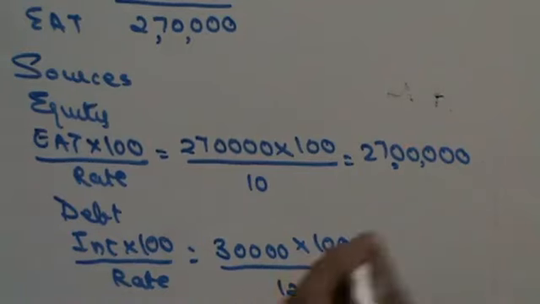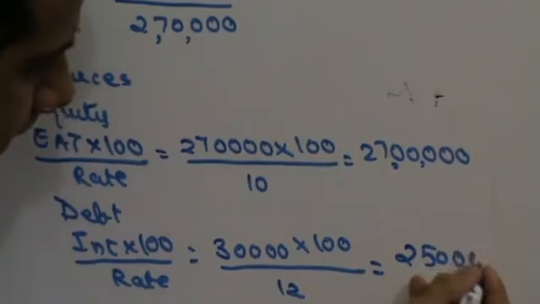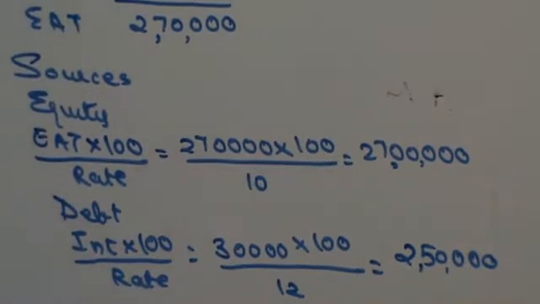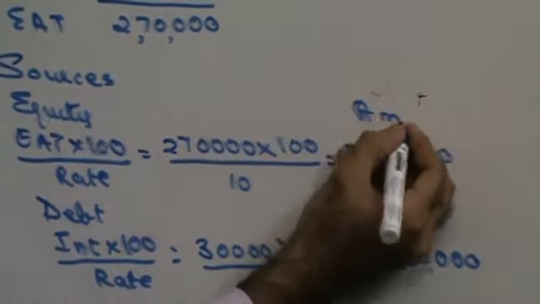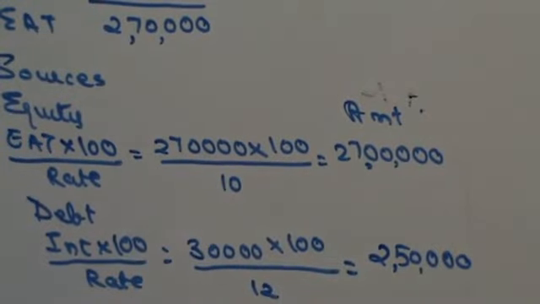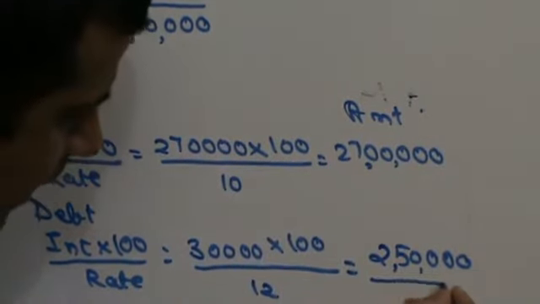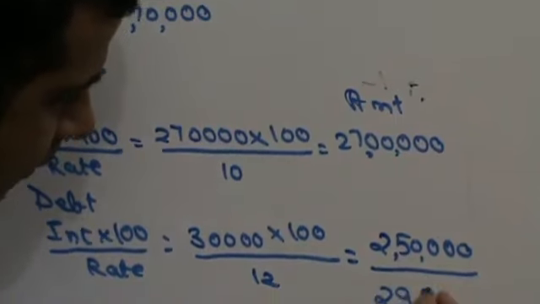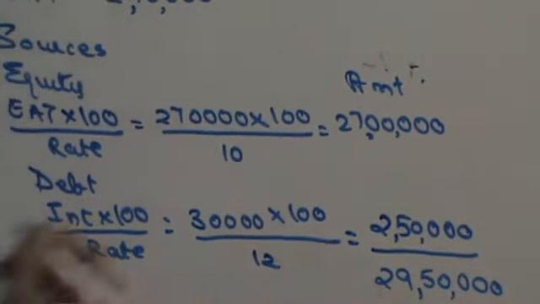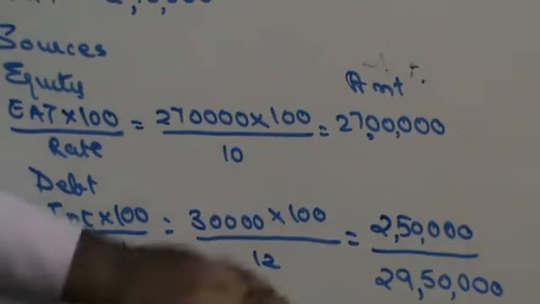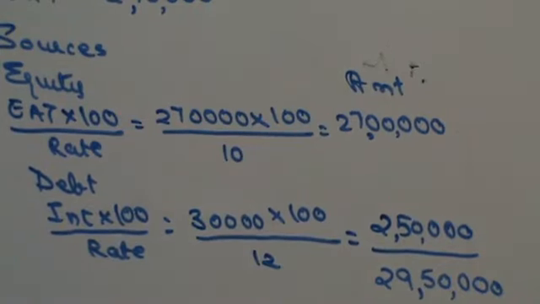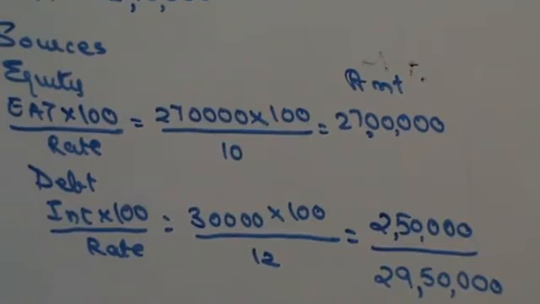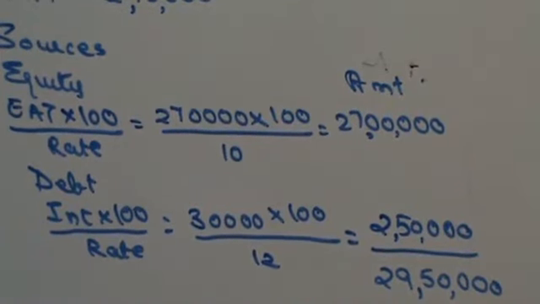Two lakh 50,000. Right? So thus you have the amount for your debt and equity. So your total will be 29,50,000. The first thing they've asked you is the total market value of the firm. The total market value of Alpha Limited is 27,50,000. Now they've also asked you to find out the weighted cost of capital, right?